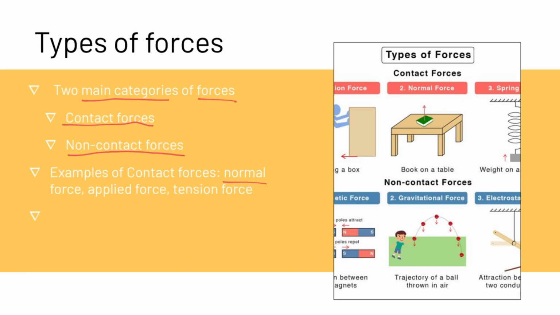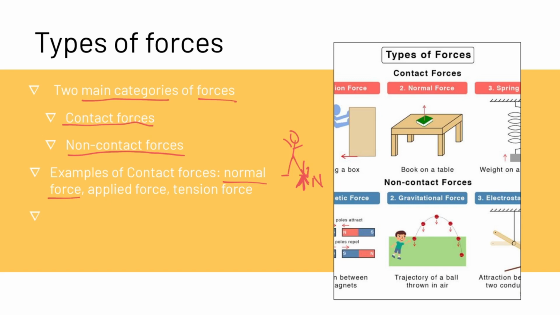This is the force that exists when you are standing on the floor. You push against the floor with your feet. You're pushing down, and the floor is pushing back on you. That force pushing back on you is the normal force.